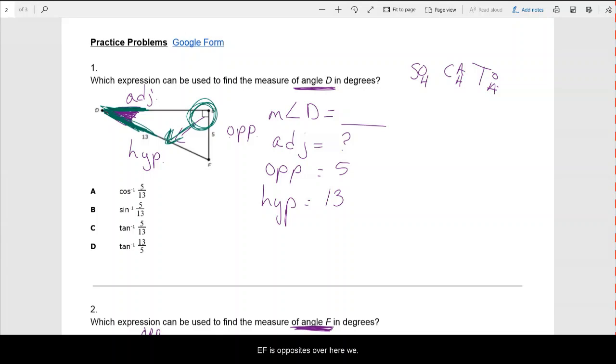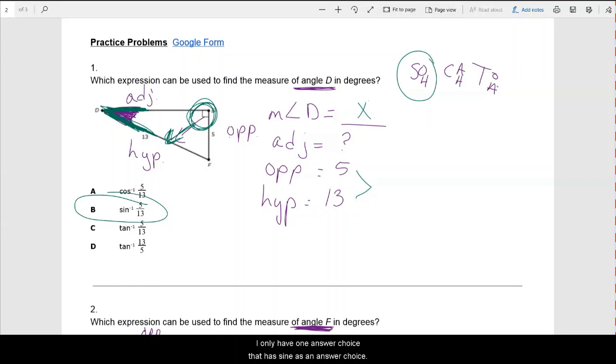Over here, we do not know what angle D is. Adjacent is unknown, but not needed. Opposite is 5 and hypotenuse is 13. So we know we're missing an angle. We're going to figure out which function we would use first. We have opposite and hypotenuse, so that means we're going to use sine. Only one answer choice has sine, which is one good thing to pay attention to, but let's go ahead and set it up.